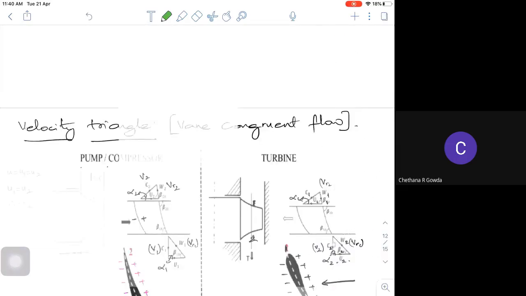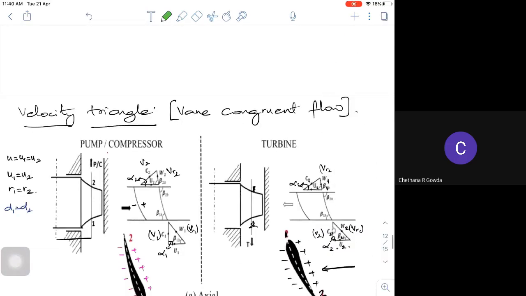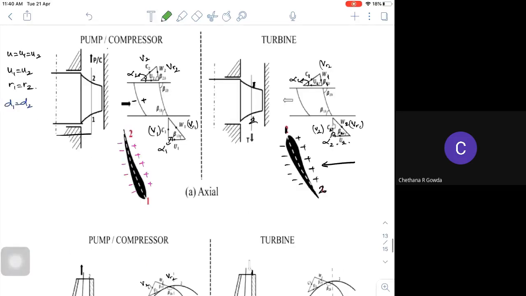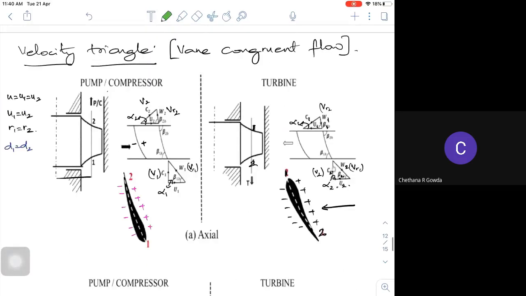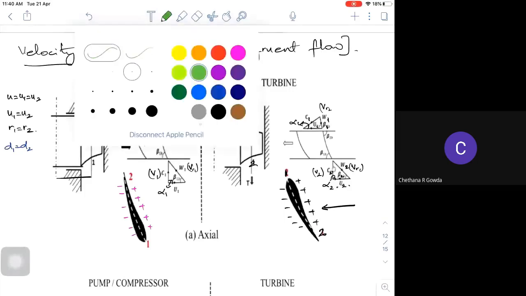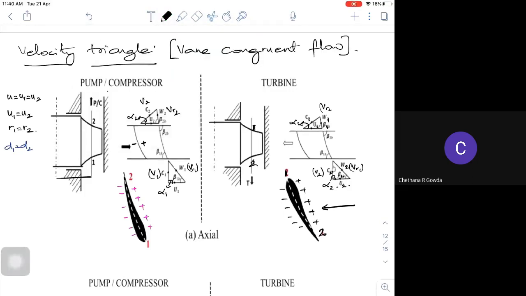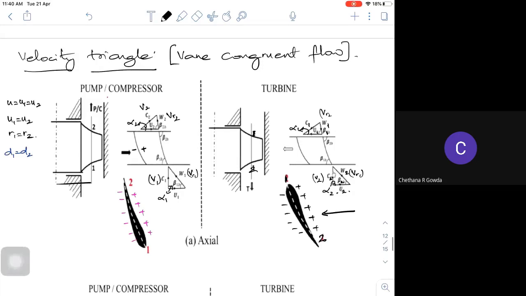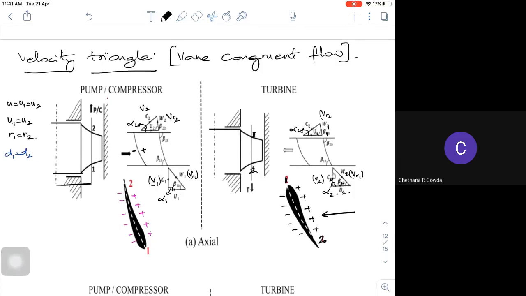Okay, fine. I've taken the same thing whatever I explained. Just look at this. So I take an axial flow machine, because most of my steam turbines are axial flow in nature. Now I have an axial flow machine where 1 and 2 are the same, because U1 and U2 are the same, R1 and R2 are the same, D1 and D2 are the same. So I have a strip at a mean diameter, with an inlet and exit.